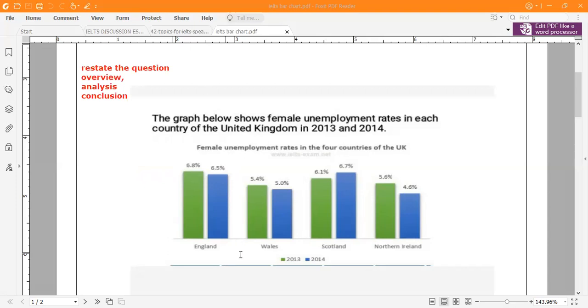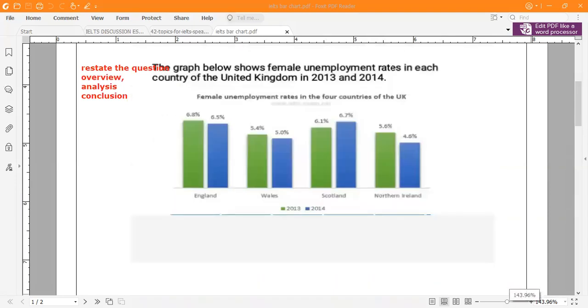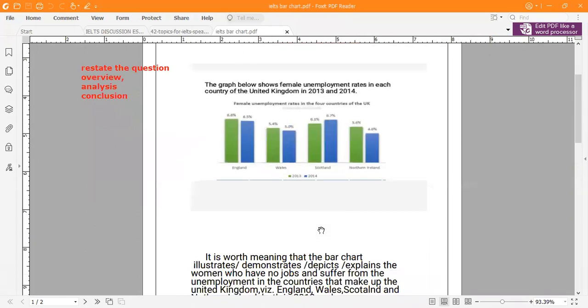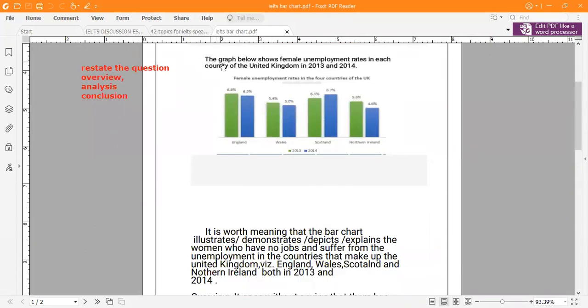Okay, let's have a look here. First of all, the graph below shows female unemployment rates in each country of the United Kingdom in 2013 and 14. How can we change this question into our own words? Let's have a look here.